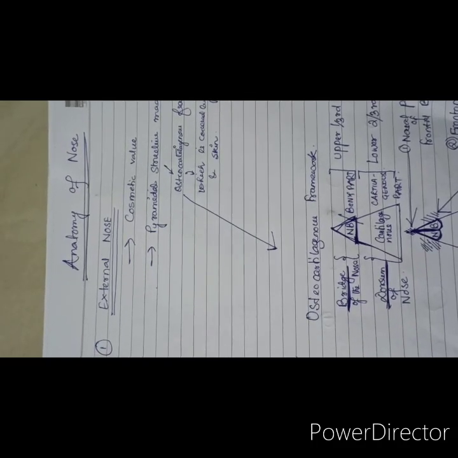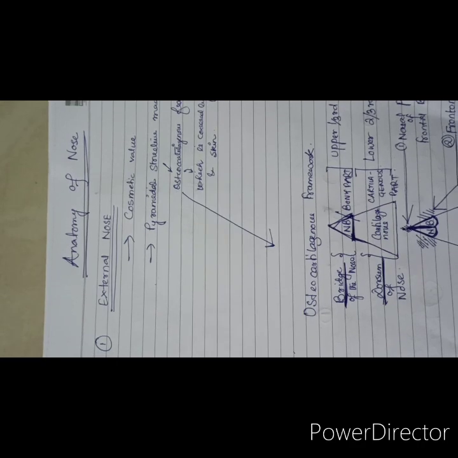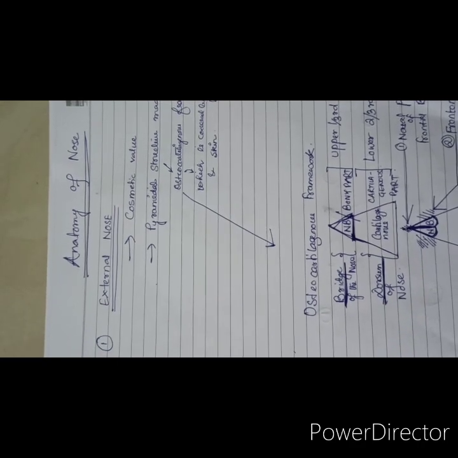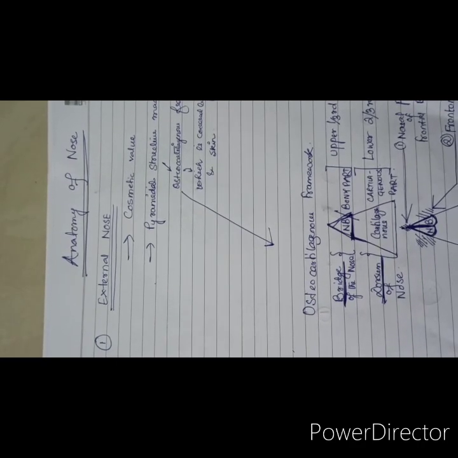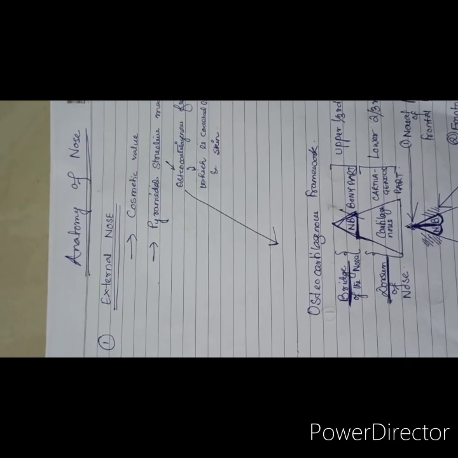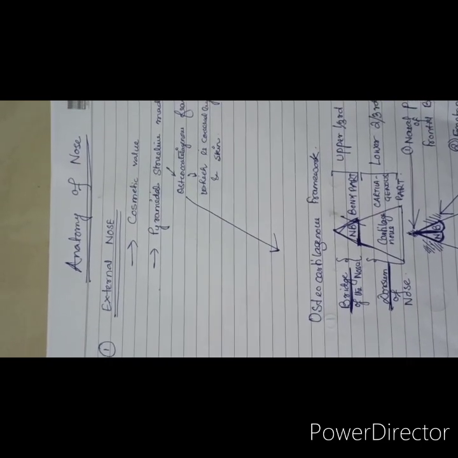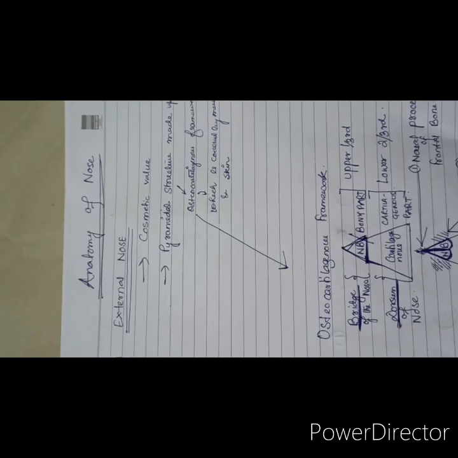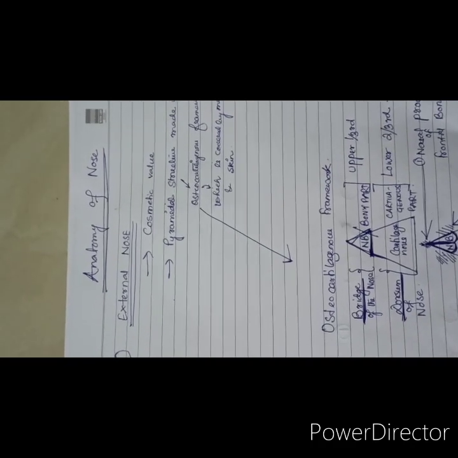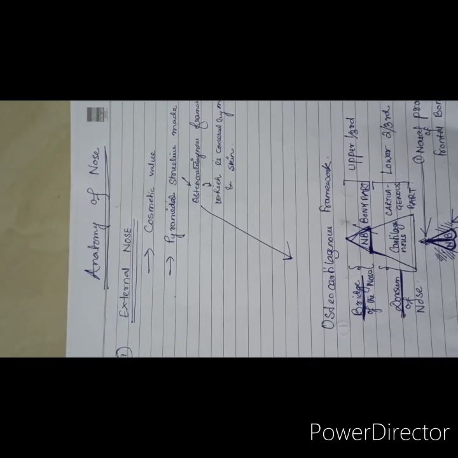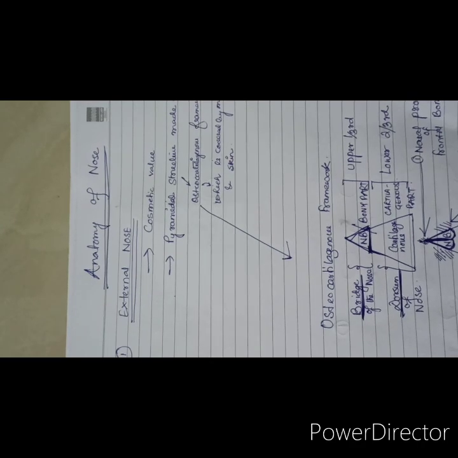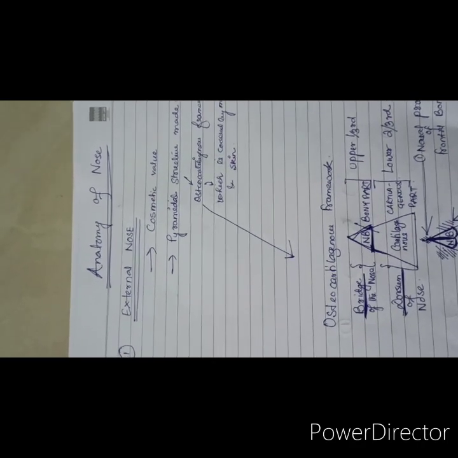The topic of discussion for today will be anatomy of nose. The first part is the external nose. The external nose, as you all know, has a cosmetic value. It is a pyramidal structure which is made up of osteocartilaginous framework. Now the osteocartilaginous framework is in turn covered by the muscles and skin.